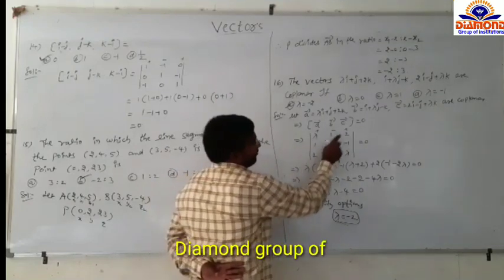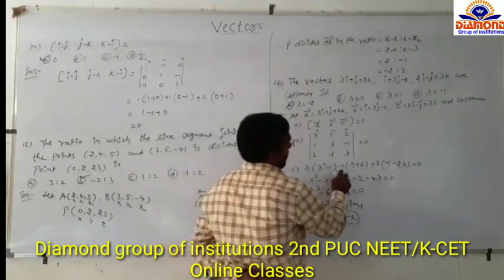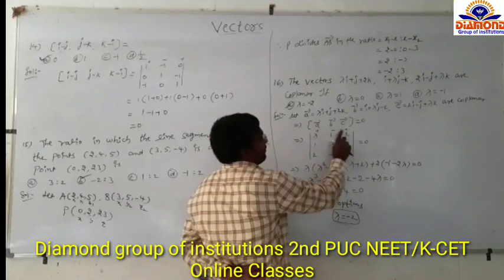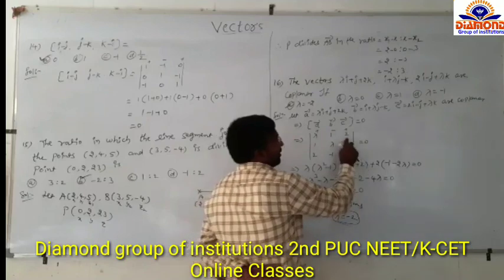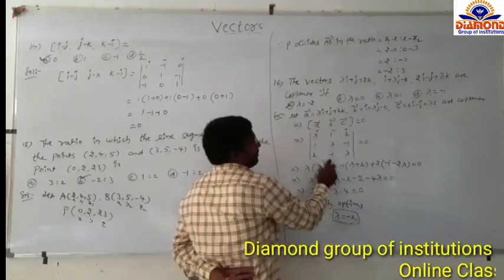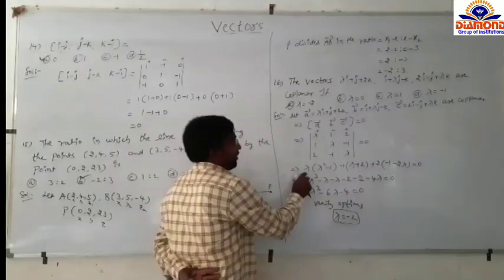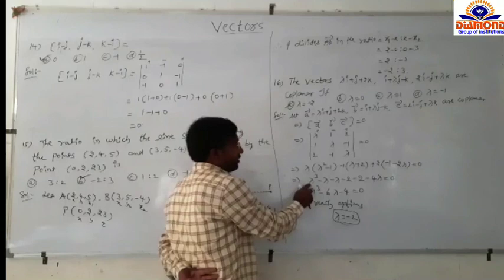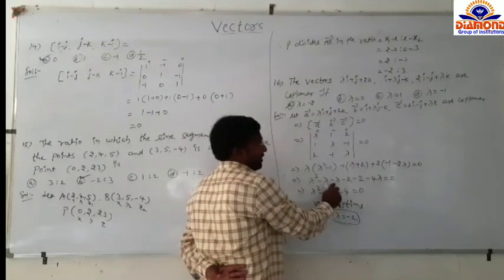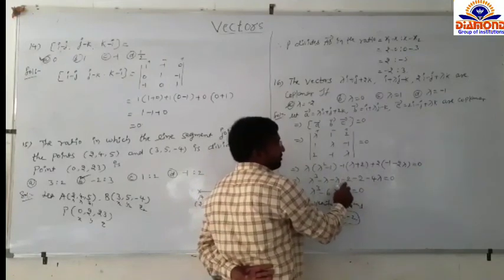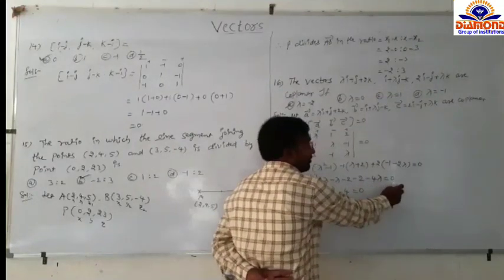So lambda into lambda square minus 1. Next minus 1 into 1 into lambda minus 1 minus 2, is plus 2, lambda plus 2. Next 2 into minus 1 minus 2 into lambda, 2 lambda equal to 0. Next lambda into lambda square is lambda cube, lambda into minus 1 is minus lambda, minus 1 into lambda is minus lambda, minus 1 into 2 is minus 2. Next 2 into minus 1 is minus 2. 2 into minus 2 lambda is minus 4 lambda equal to 0.